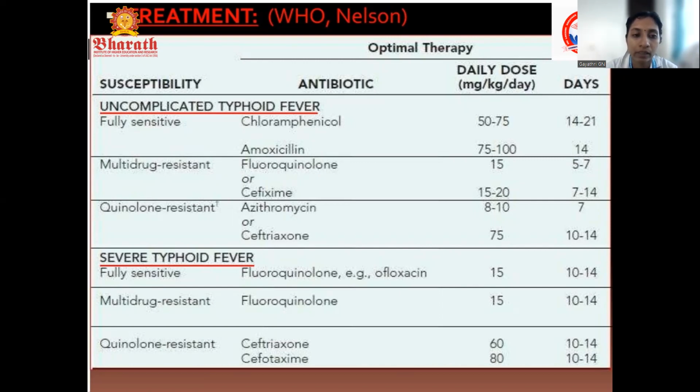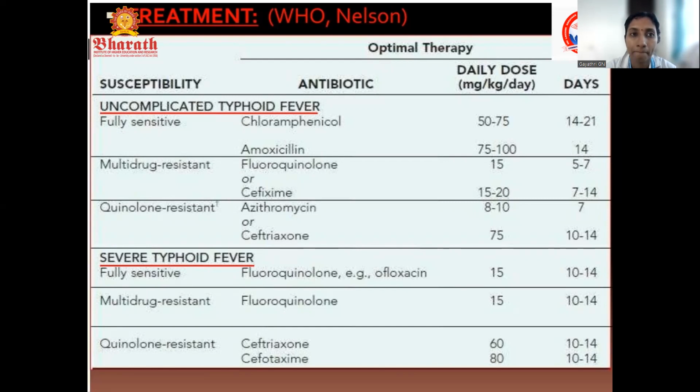So, in case of multi-drug resistant enteric fever, quinolone or cefixime, fluoroquinolone, ofloxacin. Okay, ciprofloxacin is not given in children frequently. Ofloxacin, so 15 to 20 milligram per kg for 2 weeks. Quinolone resistant: azithromycin or ceftriaxone. So oral azithromycin at 8 to 10 mg per kg per day for 7 days. Azithro alone can be given for 7 days at 10 mg per kg per day.